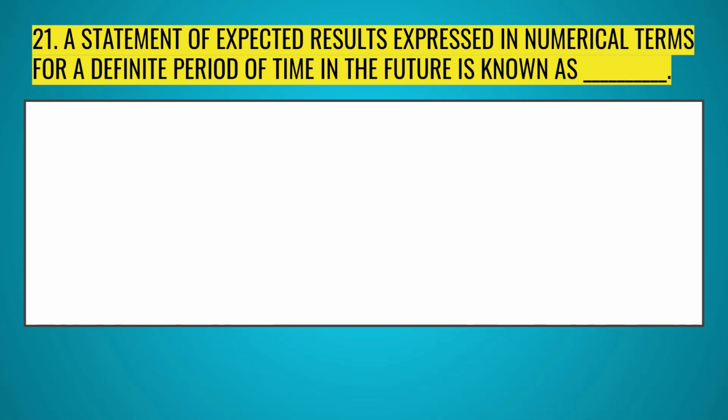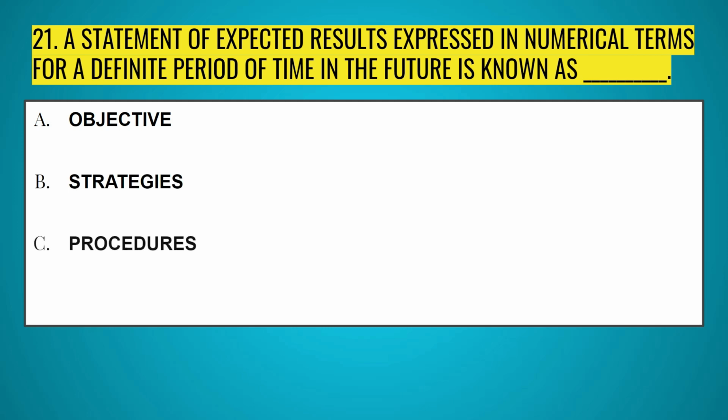21. A statement of expected results expressed in numerical terms for a definite period of time in the future is known as A. Objective, B. Strategies, C. Procedures, or D. Budgets. The answer is option D. Budgets.